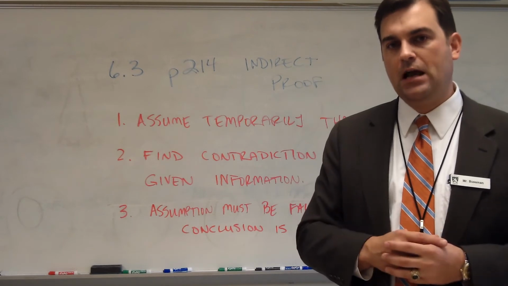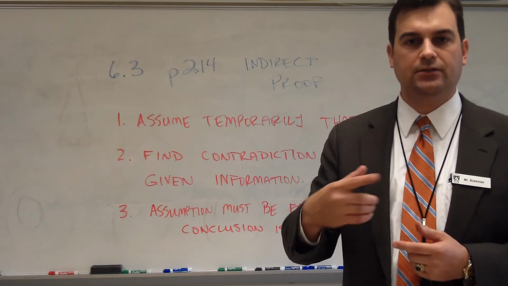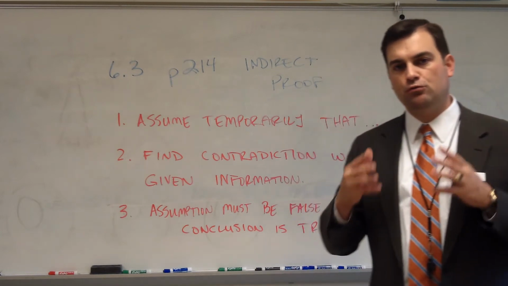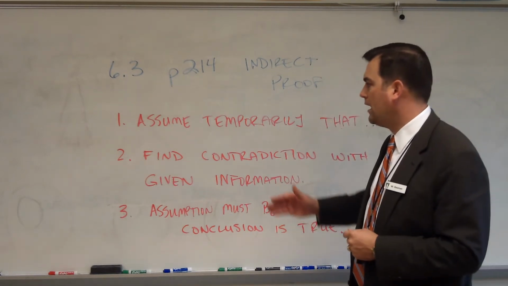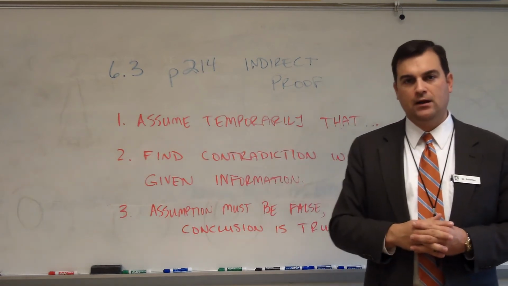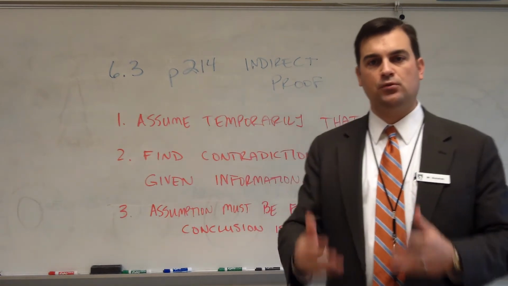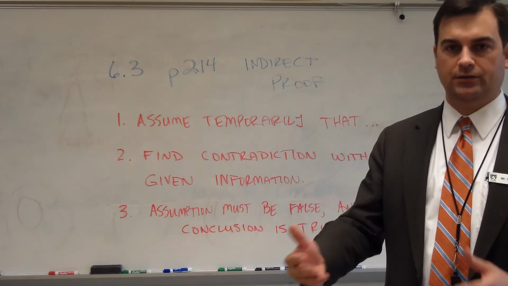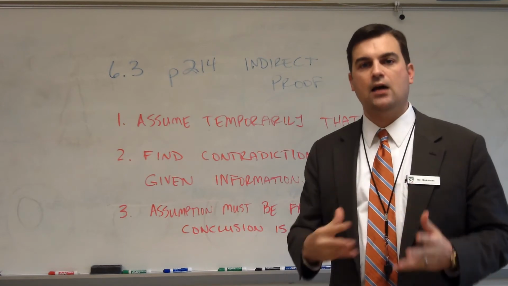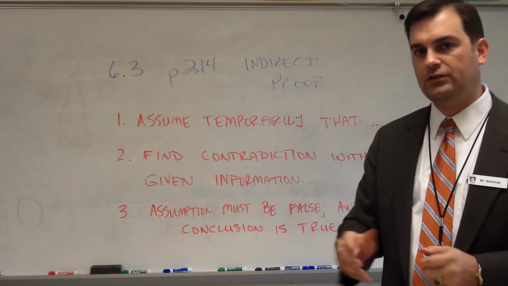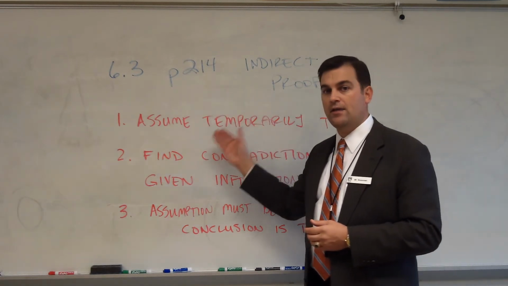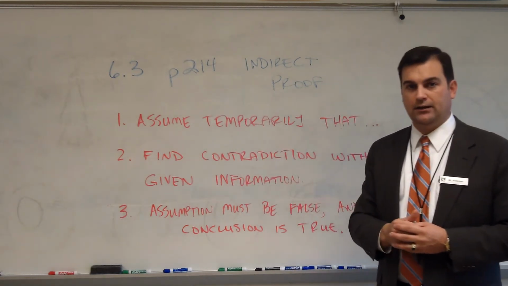When we do this in geometry, and when you see this on the SAT and on the ACT, it will be very important for you to always state as your very first statement in your indirect proof that I assume temporarily that my conclusion is false. And so if your conclusion is that it's not raining outside, the very first statement you would make is, I assume temporarily that it is raining outside.